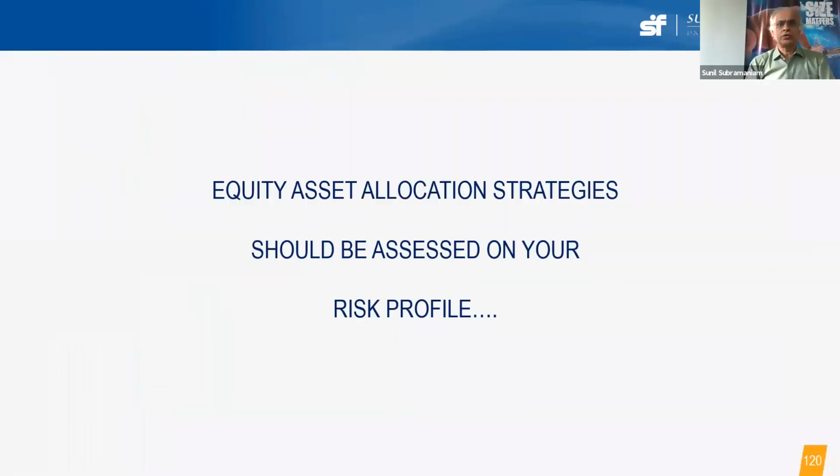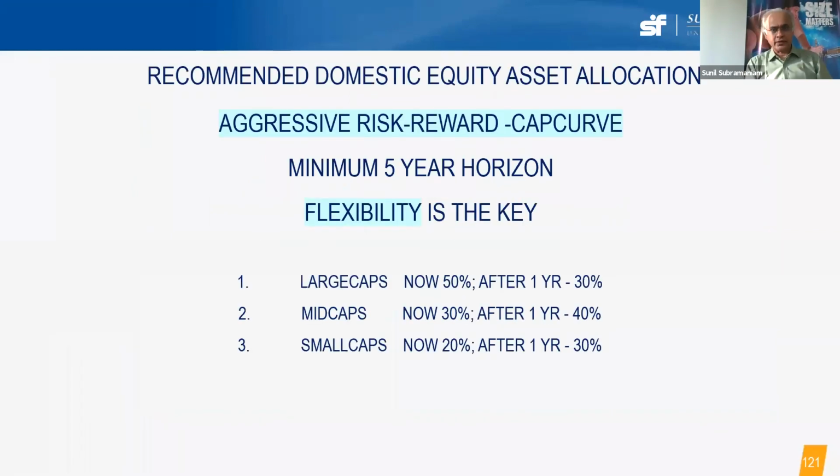So now you should, based on your risk profile, be easily able to judge that if you are an aggressive investor, I would say in today's circumstance, you should have a 5-year horizon. But like I said, the V-shaped recovery imparts the need to be flexible, is that you start with a 50% large cap and a 50% mid and small.